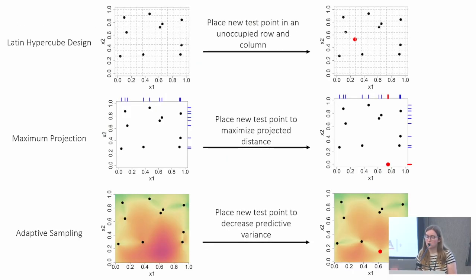So now I want to go a little bit into what all of these designs are actually going to look like. To do that, I've shown a sequential design acquisition for the three methods we identified: the sliced Latin hypercube design, the maximum projection design, and adaptive sampling. For each of them, I've started with the same test design of 10 points and added exactly one new acquisition to show the differences between them.